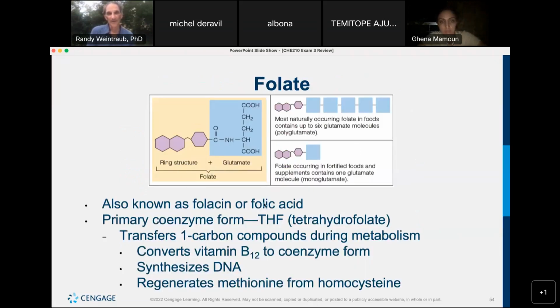B6. Oh, folate. So folate is another B vitamin. It has other names: folacin, folacinic acid. It's important in helping synthesize DNA. That's pretty important. It works with B12, with vitamin B12. So really important in DNA.